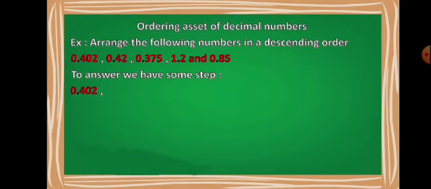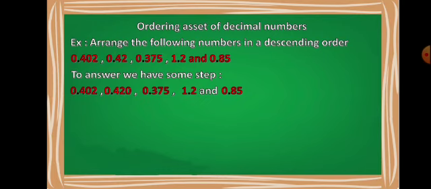The second point: count the digits after the point and add 0 when they aren't equal. So we write the first number as it is and add 0 to the second number, and so on down the third number and the fourth number, and add 0 to 0.85.